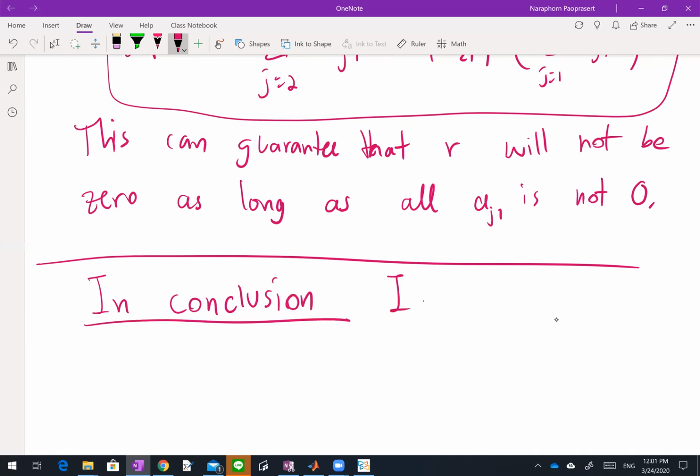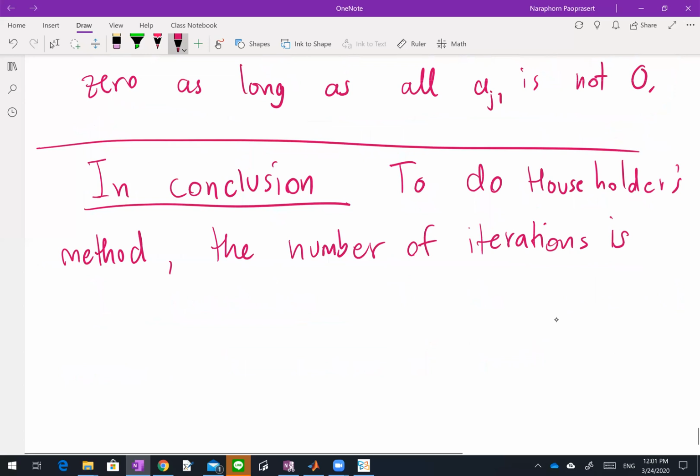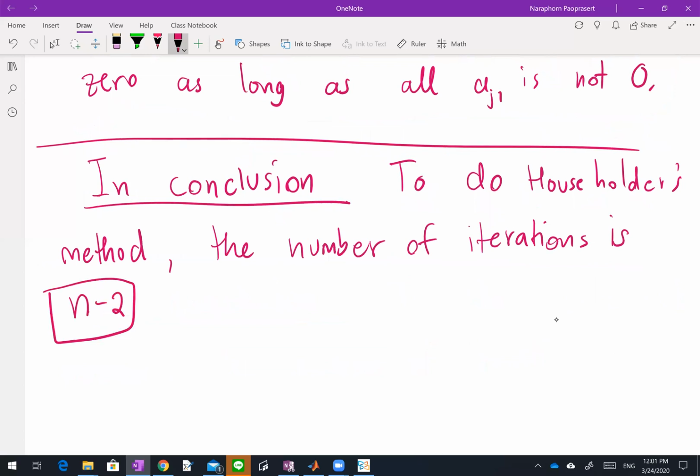to do the Householder method, you have to do it. The number of iterations is n minus 2, right? You have to do it n minus 2 times.